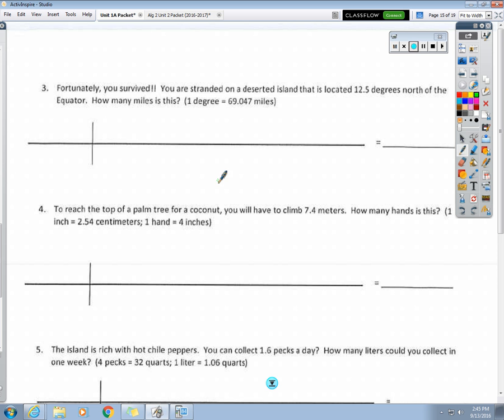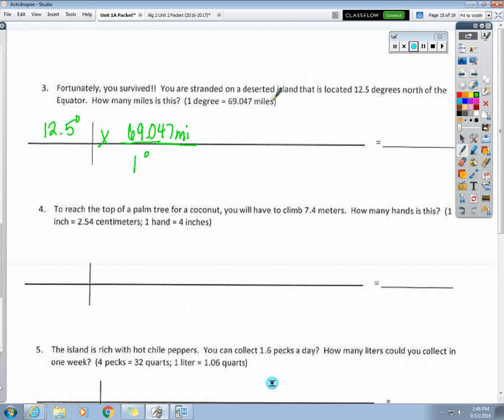Okay, fortunately you survived. You are stranded on a deserted island that is located 12.5 degrees north of the equator. How many miles is this if 1 degree equals that many miles? So what do we start with? 12.5 degrees. Okay, since we're starting with degrees, we obviously have to put degrees in the denominator. And what do we know about degrees? 69.047. Right, 1 degree equals 69.047 miles.